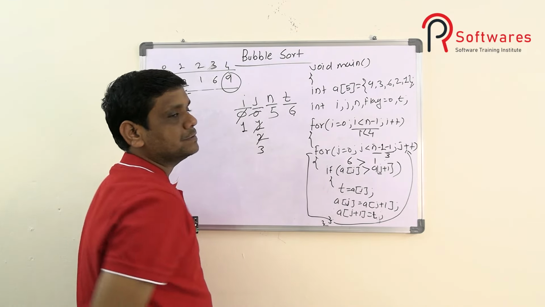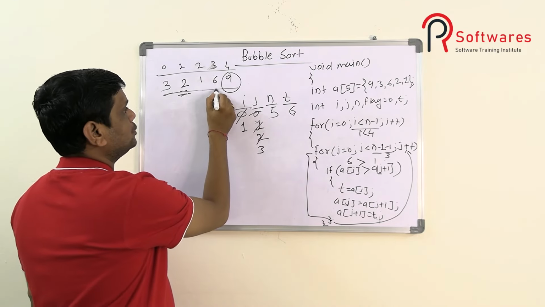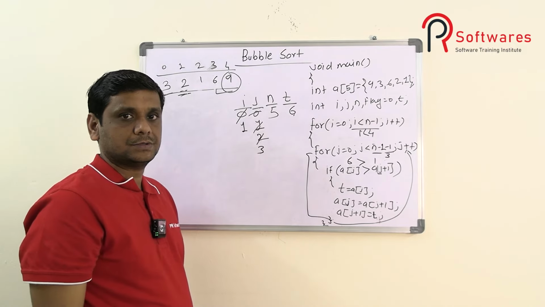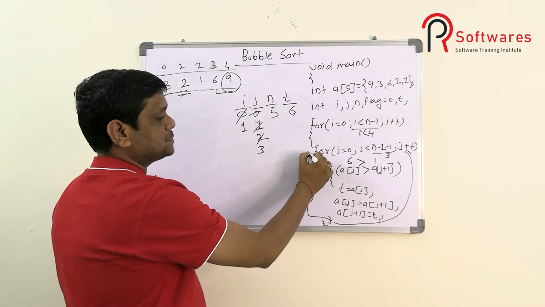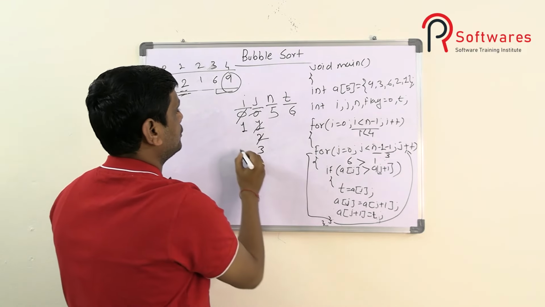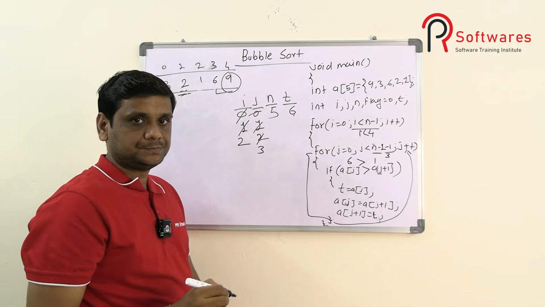3 less than 3, condition false. Because you know that already 2 values got sorted, so it will not go further. So the condition is stopped there. After this condition is false, again it will go to which for loop? The i for loop. The i value will become 2 here.